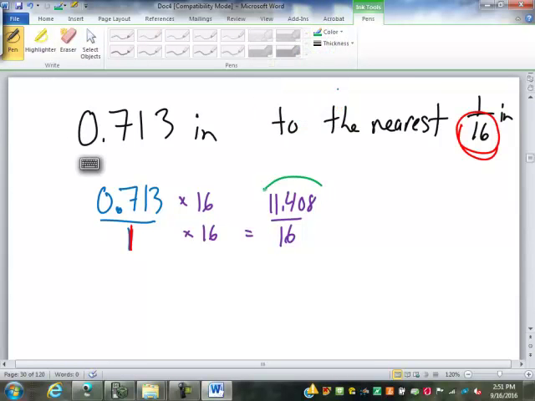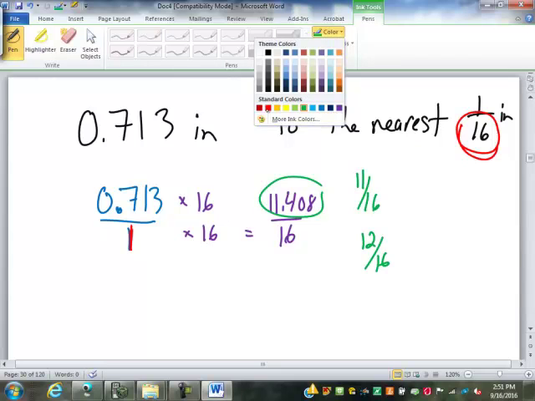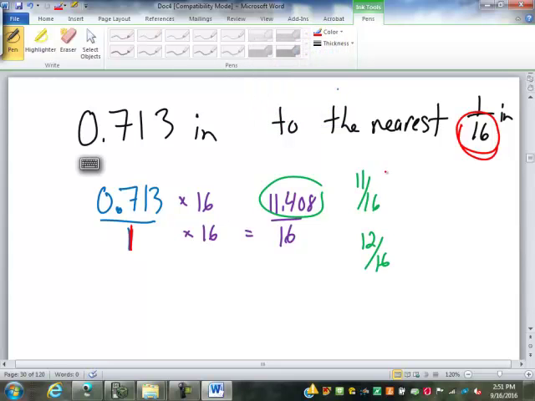Well, this is telling us that this is between 11/16 and 12/16. Which one is it closer to? 11. It's 11.4, so it would round down to 11.